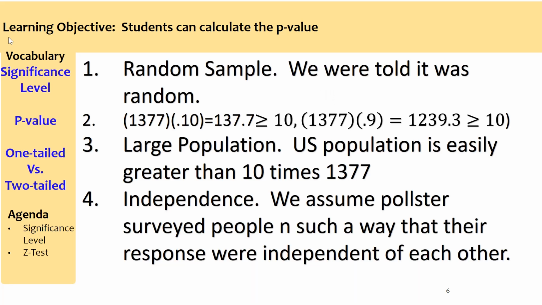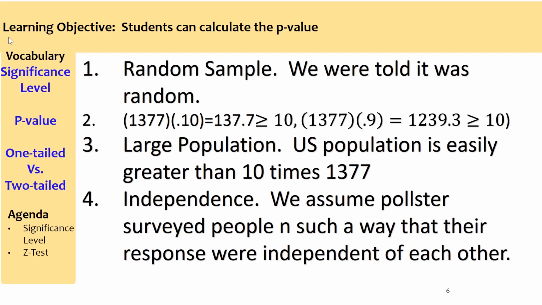All right, now this is step two. We're going to say, is this random? Well, we were told it was random. We were told in the word problem it was random. So yes, it's random. Step two, I do the steps, right? I multiply the sample size, which is 1,377 by 10%, and I get 137. Whew, that's bigger than 10. That's great. Then I do the same thing with 1 minus 0.10, which is 0.9, and that's 1,239, also a bit bigger than 10. So we're good. Large population.